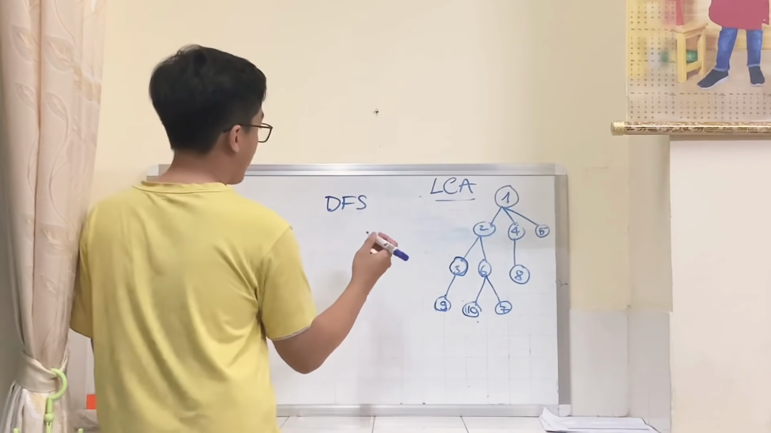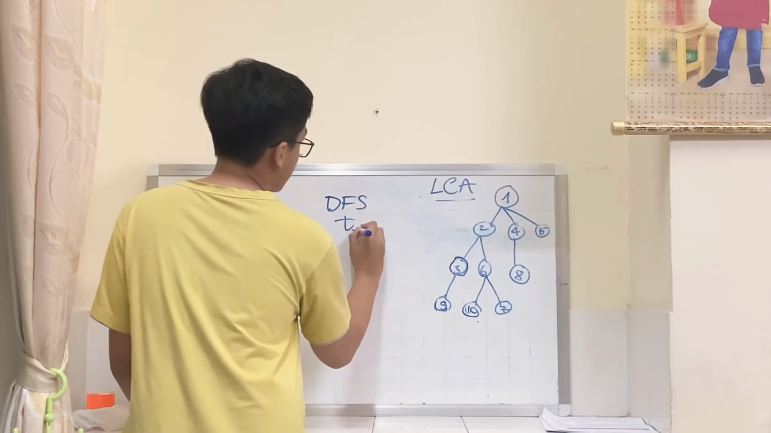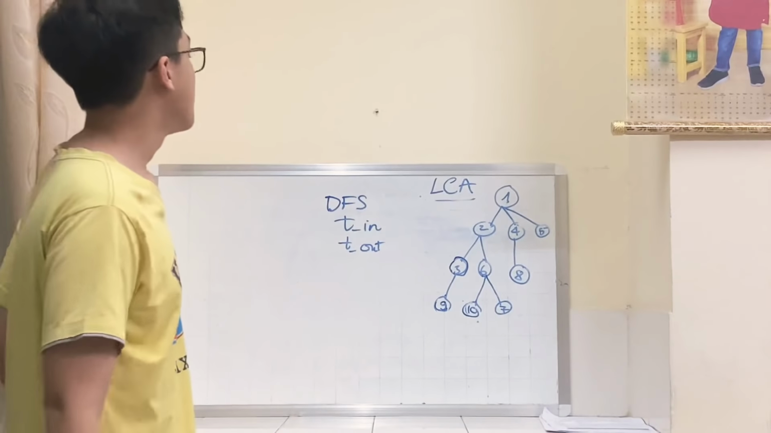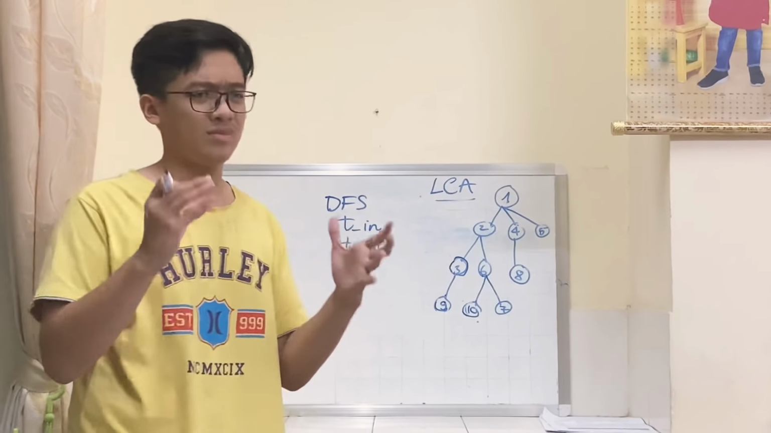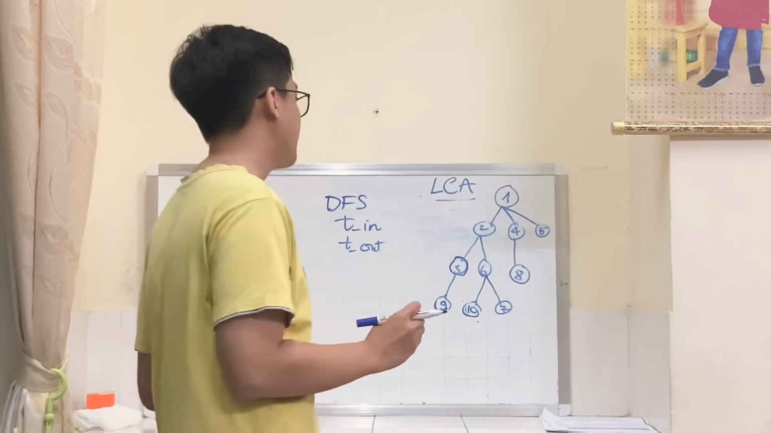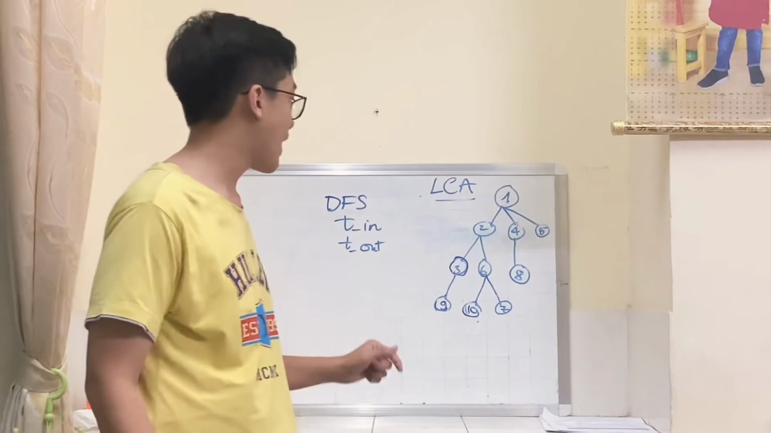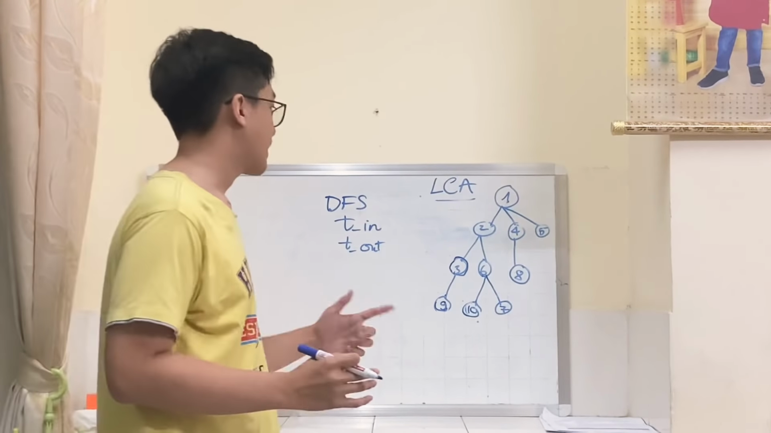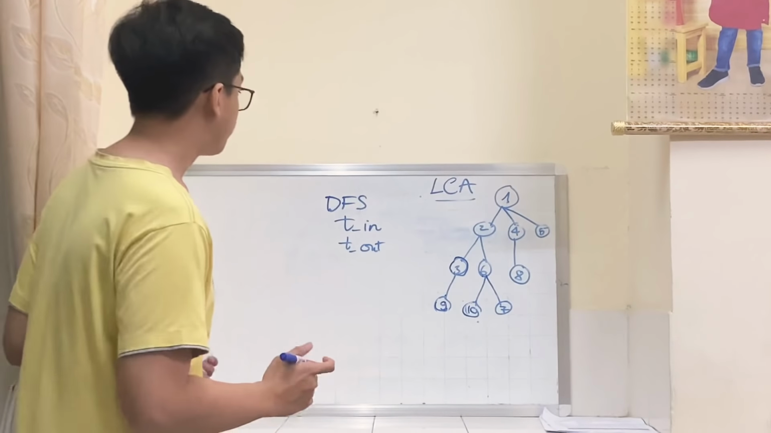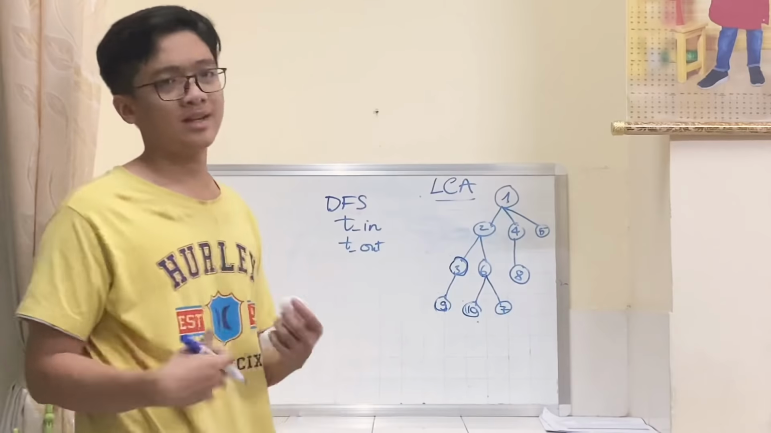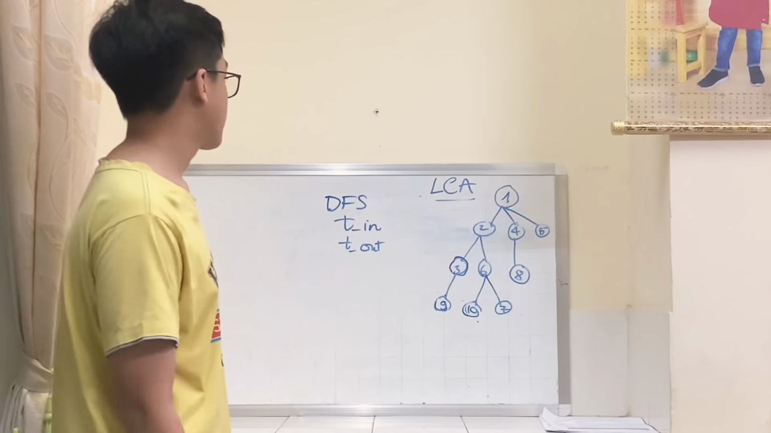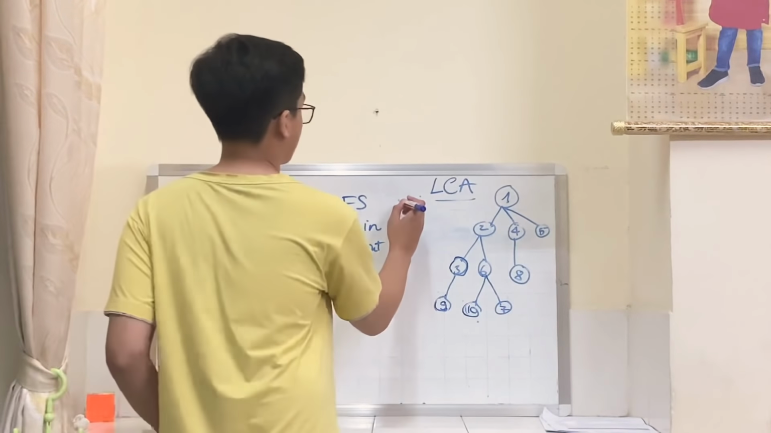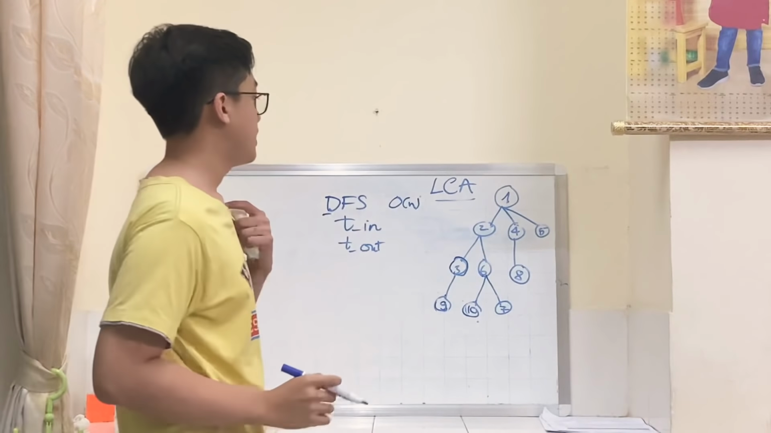And an extra array like Tin and Tout. Tin is the time when the DFS gets into that node, and Tout is the time when the DFS gets out of that node. So Tin and Tout can be easily calculated with DFS, and the time complexity will be O(n).